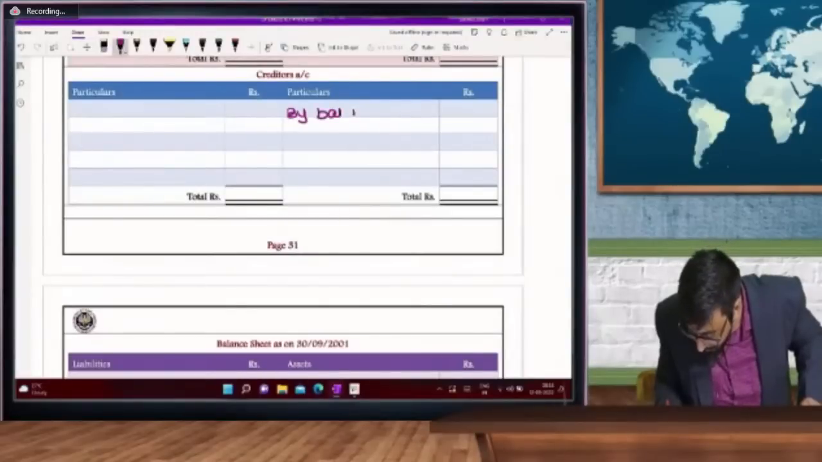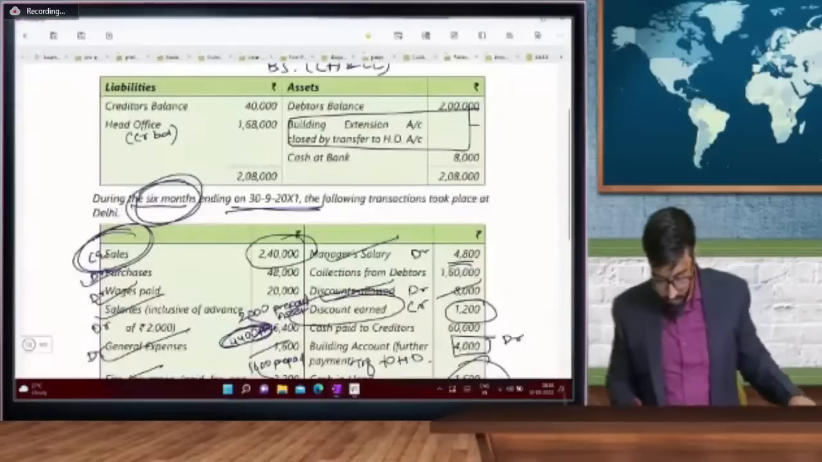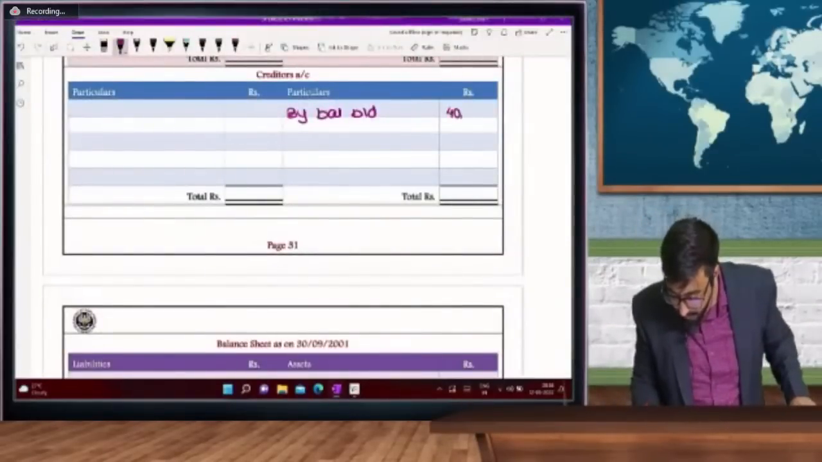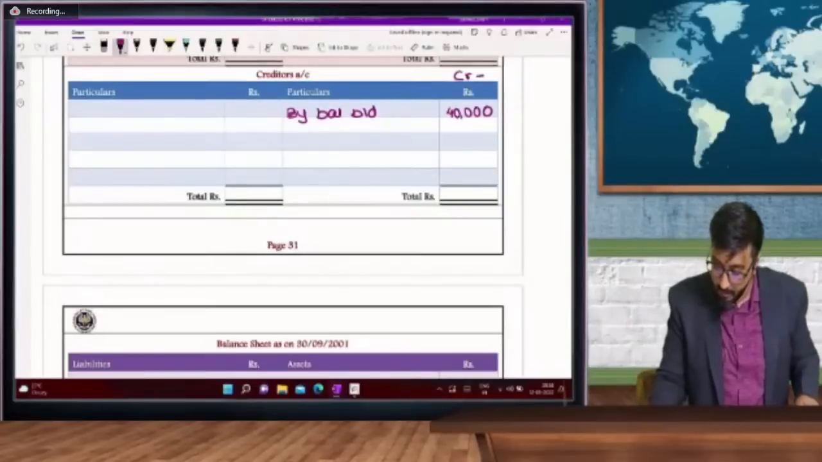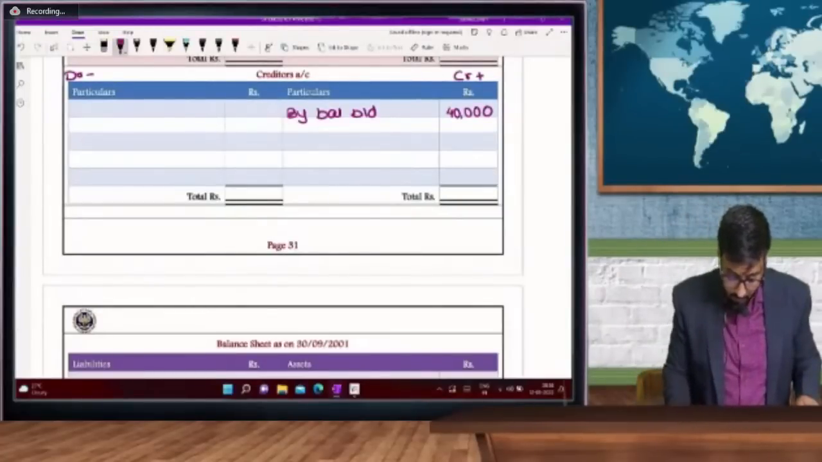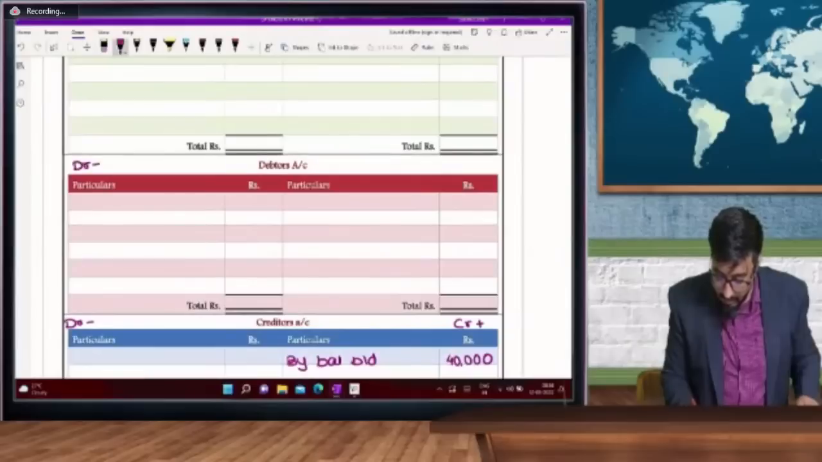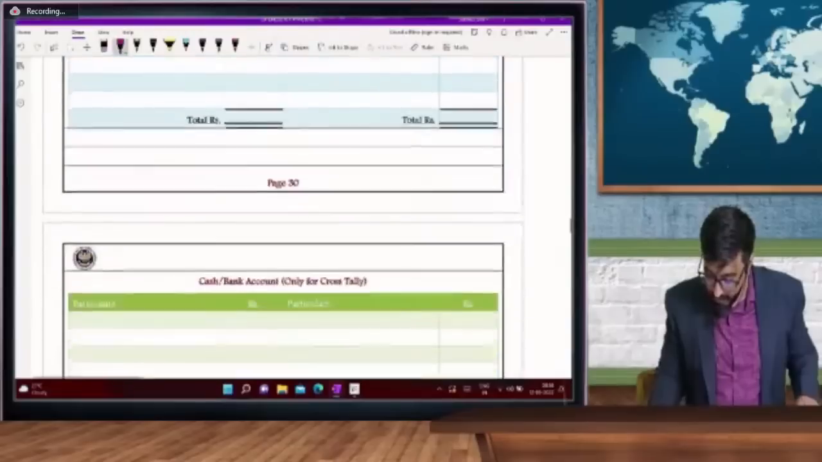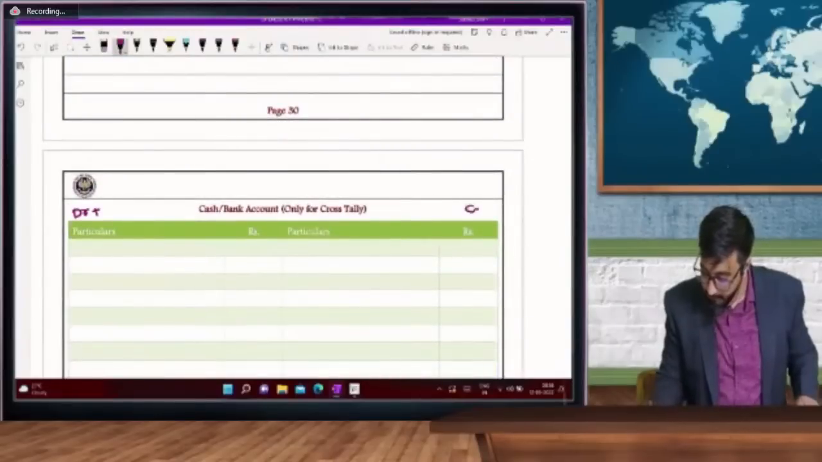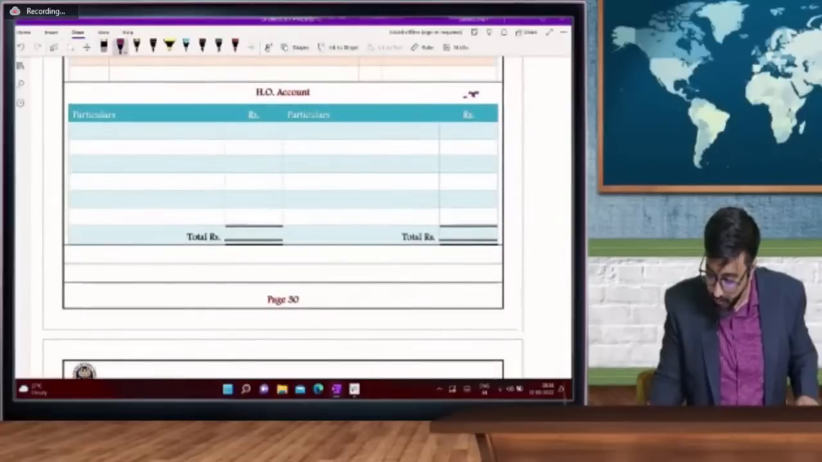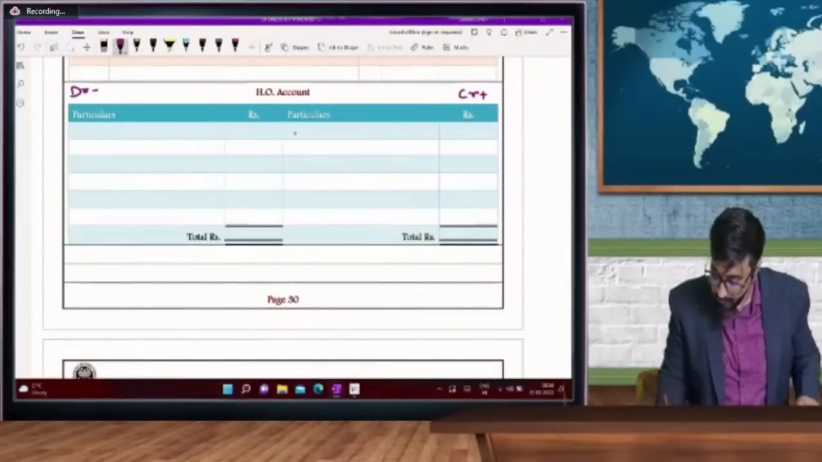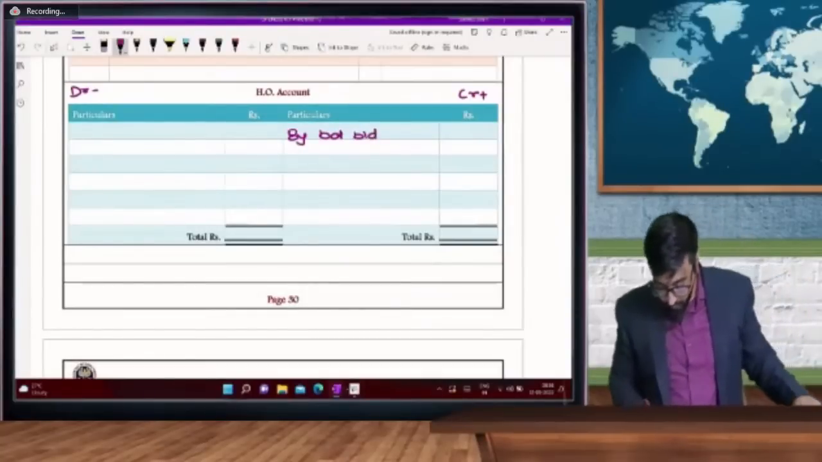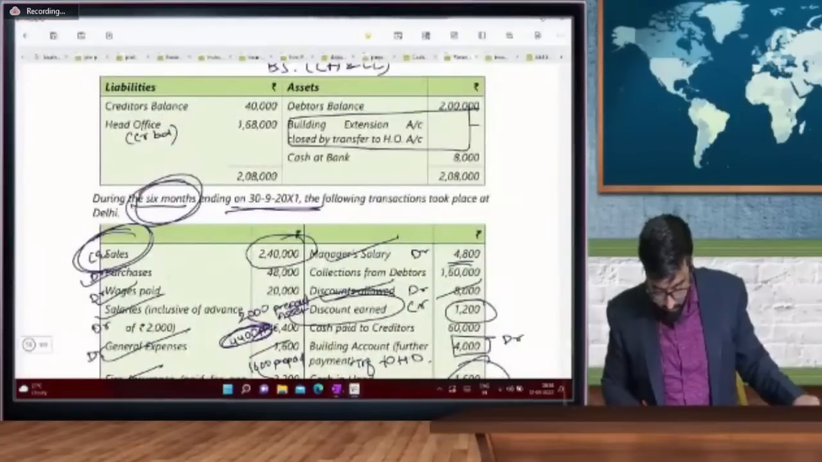क्रेडिटर्स, बाय बैलेंस ब्रॉट डाउन क्रेडिटर्स, credit side liability is balanced, therefore credit plus, debit minus. Debtors beta debit plus credit minus. हेड ऑफिस अकाउंट सॉरी कैश अकाउंट को डेबिट प्लस क्रेडिट माइनस, एंड एचओ अकाउंट क्रेडिट प्लस डेबिट माइनस। चलो, सो बाय बैलेंस ब्रॉट डाउन 1,68,000.